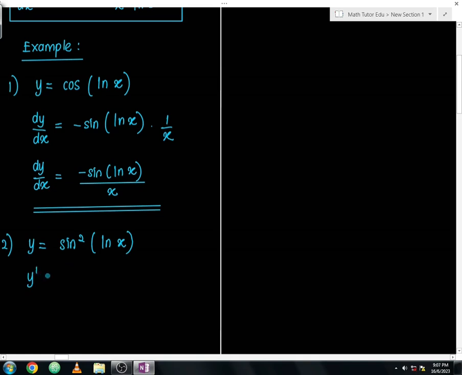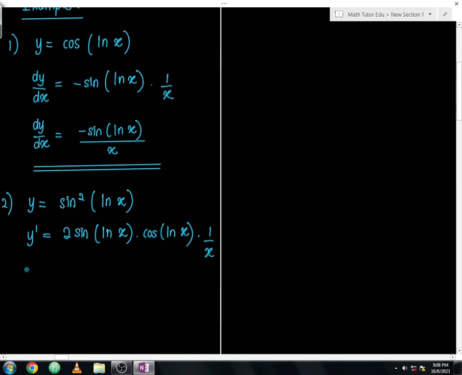So your y prime is equal to, we're going to differentiate this, 2 sine ln x, times the sine differentiation, which gives cos ln x, and then times the differentiation of ln x itself, which in this case is 1 over x. I hope you guys are clear about this. So you get y prime equals 2 sine ln x cos ln x over x.